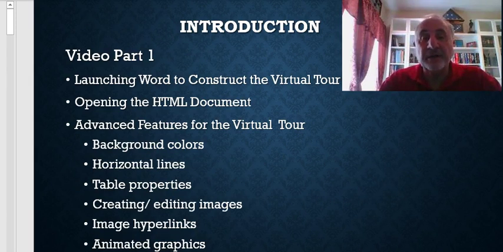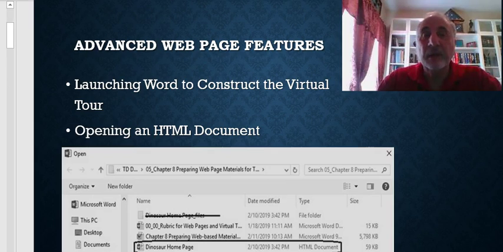Again, this video is divided into two parts, more for ease of presentation than content. Advanced web page features of Microsoft Word required to construct the virtual tour include background colors, horizontal lines, table properties, creating and editing images, image hyperlinks, and animated graphics. As in Chapter 8, Microsoft Word will again be used as the editor of choice for creating the virtual tour.